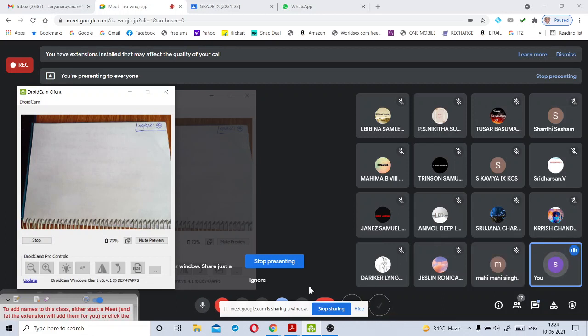The numbers which can be written, which can be expressed in the form of p by q, where p and q are integers and q is not equal to 0. Memorize this definition well, my dear children.